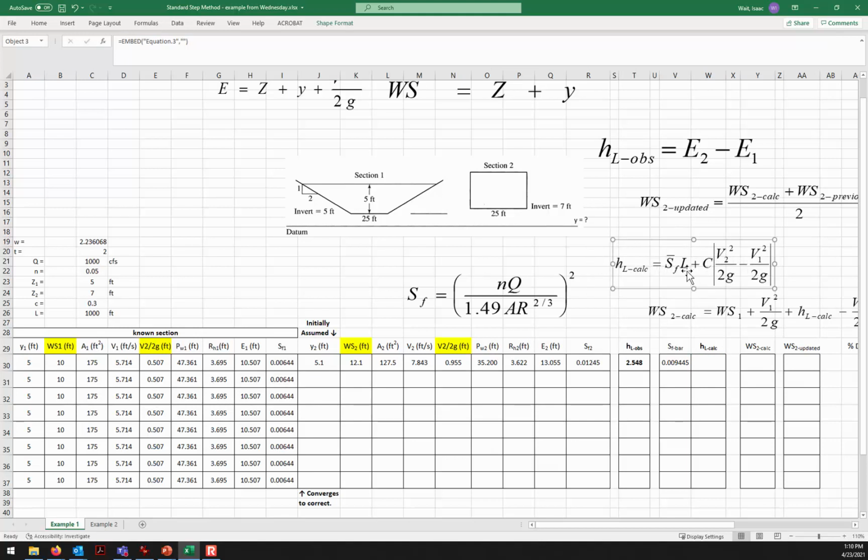And so here the calculated head loss relies on the slope of the energy grade line at the midpoint multiplied by the section length, which is the distance between section 1 and section 2. So it's the S sub F bar multiplied by the length. Here it's 1,000 feet between sections, and I'm anchoring the reference there, plus the C value, in this case 0.3, and I'm anchoring that reference as well, multiplied by the absolute value of the velocity head at 2 minus the velocity head at 1. So here's the velocity head at 2 minus the velocity head at 1.